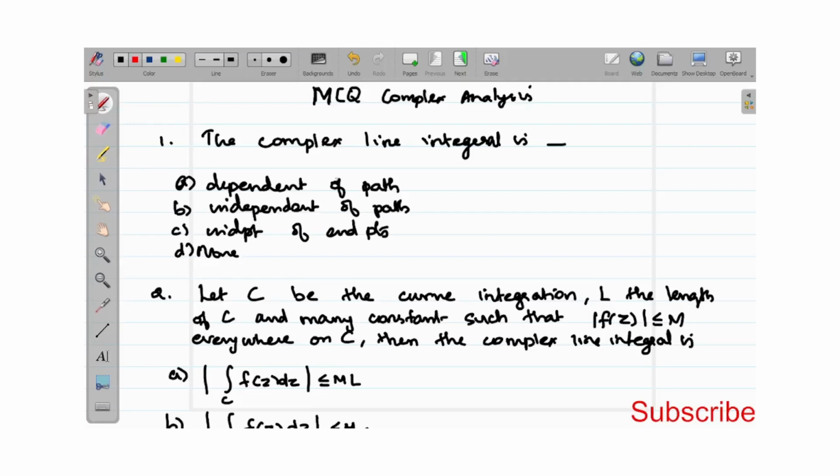Hi dears, today we can see some MCQs related to line integrals and complex analysis. The first question: the complex line integral is, option A is right, dependent of path.